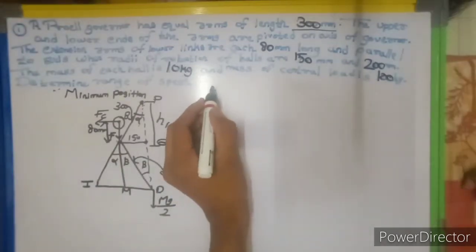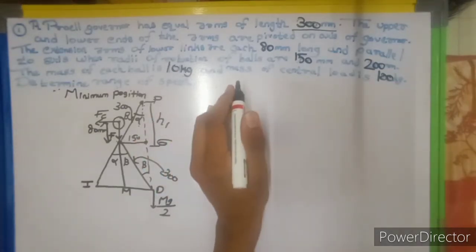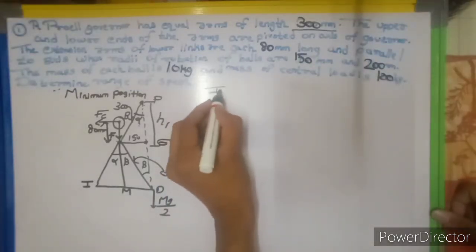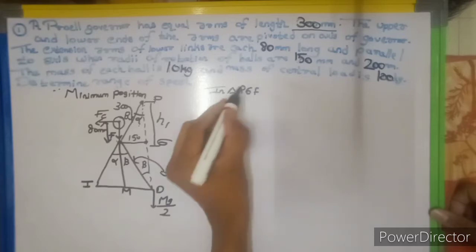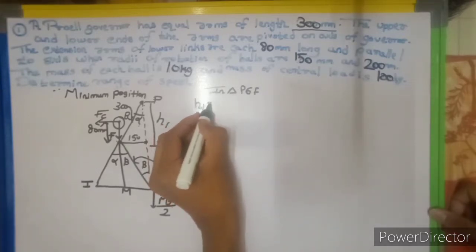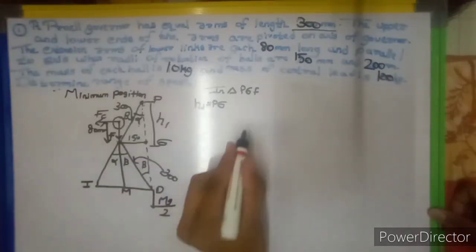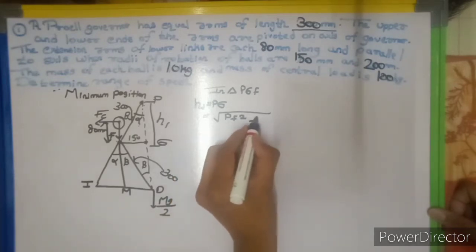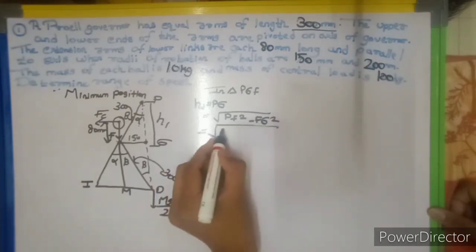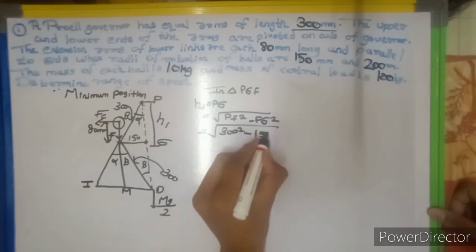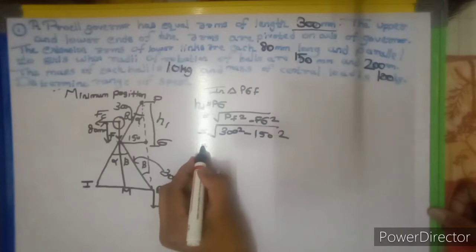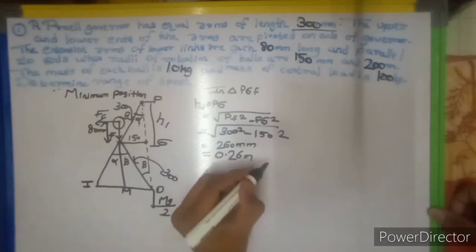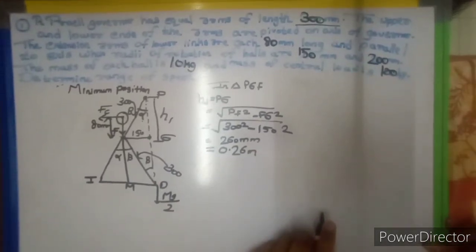Now same as we solved in the Porter governor, in triangle PGF, by Pythagoras theorem, h1 is equal to PG, which is the root of PF square minus FG square. What is PF? It is 300. So 300 square minus 150 square, and the value is 260 mm. If you convert it into meter, you will get 0.26 meter.